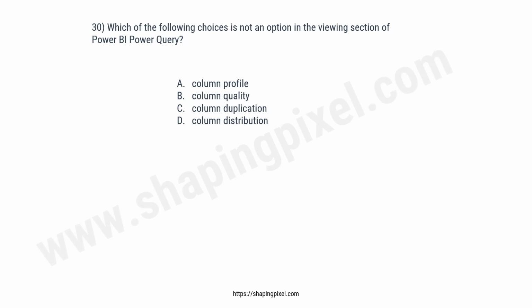So question number 30. Which of the following choices is not an option in the viewing section of Power BI Power Query? And we have four options: column profile, column quantity, column duplication, column distribution. So the right answer here is option C, column duplication.